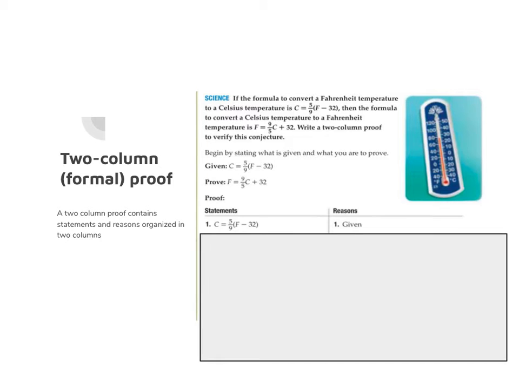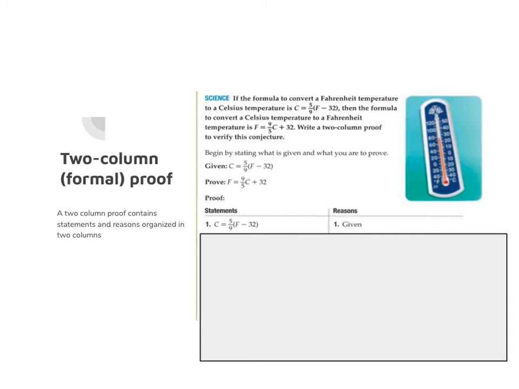Now, I also want to touch on two-column proofs, also called formal proofs. So a two-column proof contains statements and reasons organized into two columns. A two-column proof will do likewise.